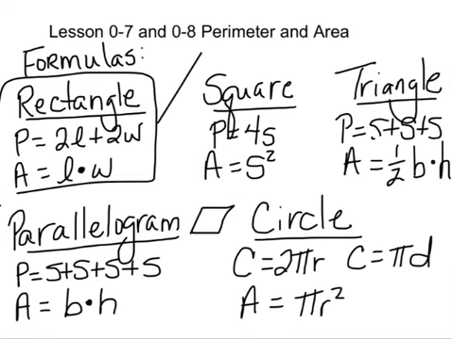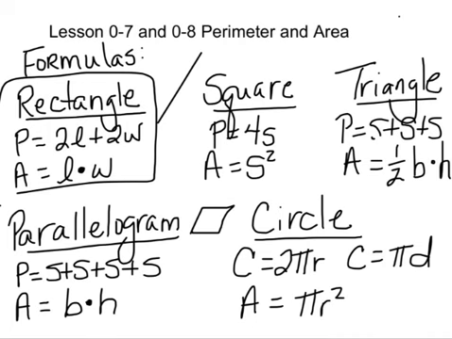Remember, base and height, like in the triangle and the parallelogram, have to be making a right angle with one another. A circle, the perimeter is called the circumference. Circumference is the distance around the circle, just like the perimeter is the distance around the outside of the object. The area is the amount of space inside.